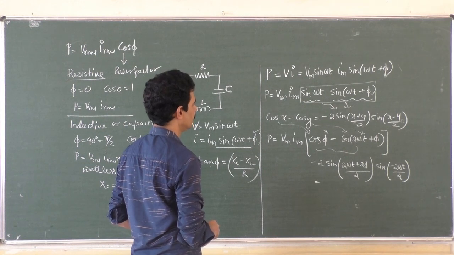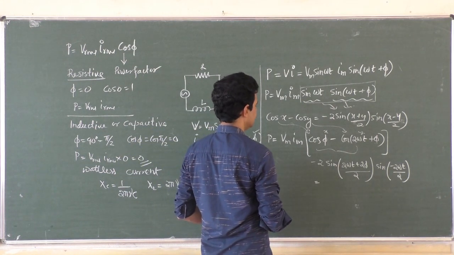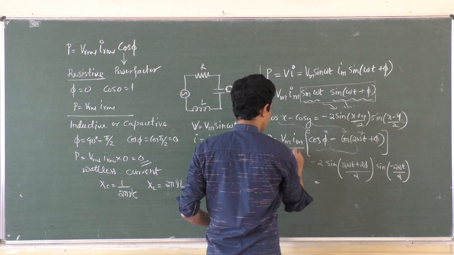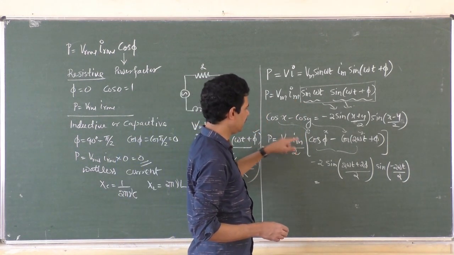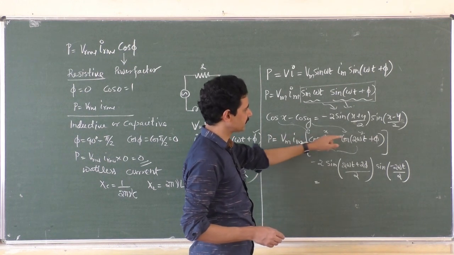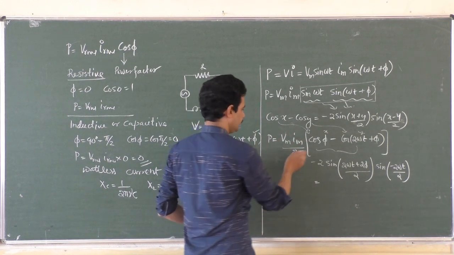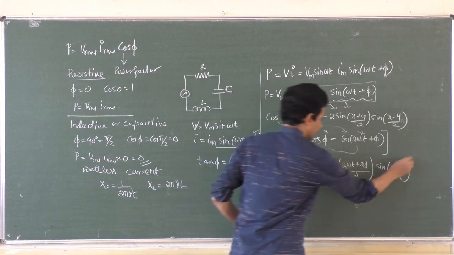Yeah, I think then you have to get here one thing. This is Vm by 2 you have to do. That's one more thing you have to do. This answer is Vm Im by 2 into cos phi minus cos 2 omega t by 2. Okay, so if this comes to this much, right?